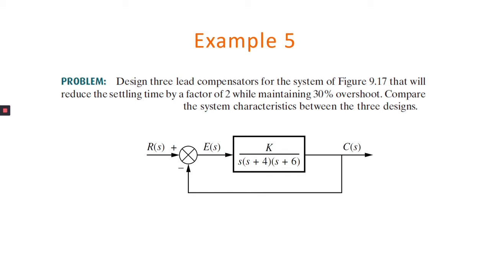Example number 5 is for lead compensator, where we need to design 3 lead compensators for the system in this figure that will reduce the settling time by a factor of 2. So this is the design requirement, that we need to reduce the settling time Ts by a factor of 2 while maintaining 30% overshoot. So uncompensated and compensated system will have the same damping ratio. Compare the system characteristics between the 3 designs.